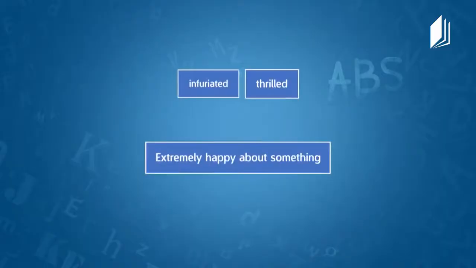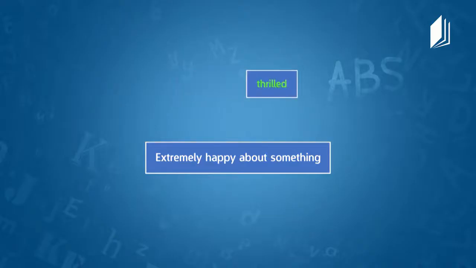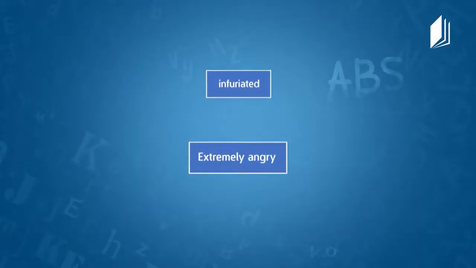Okay, and we have two words and one definition. What is it when you are extremely happy about something? I remember we talked about achievements, and you feel thrilled when you have achieved something great. So I think that the word here should be thrilled. Extremely happy about something is thrilled. And the last one? A very easy task for you. Extremely angry, infuriated. You're right.